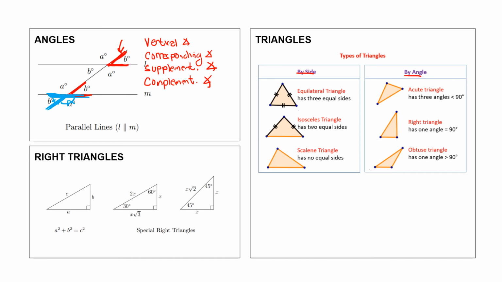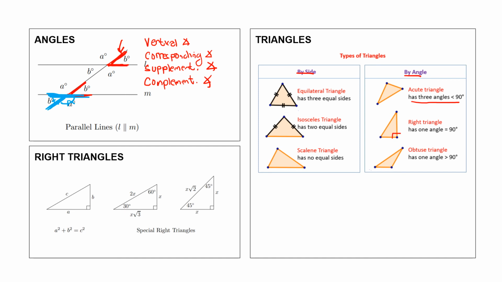And we can organize it by angle as well. Acute triangle, where all three angles are less than 90. A right triangle, where one angle is 90 degrees. And an obtuse triangle, where one angle is greater than 90 degrees. We're going to cover right triangles after we do this general topic of triangles.